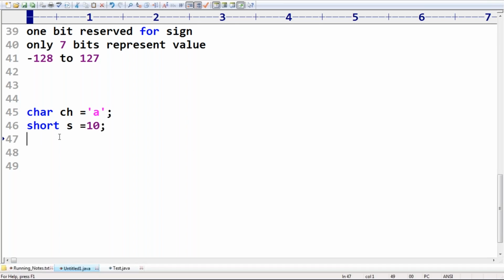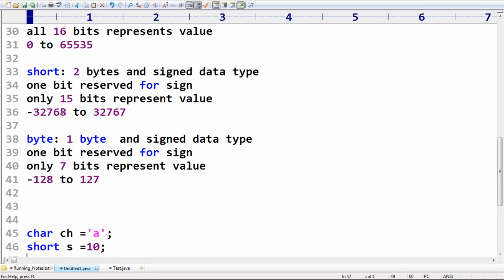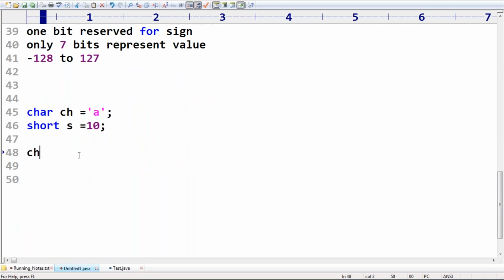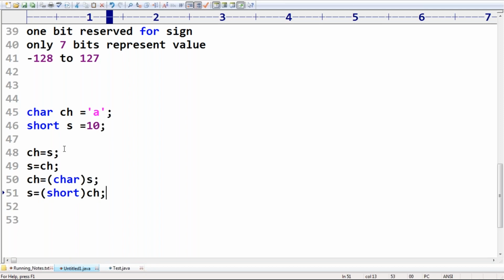Okay. Now observe carefully, sir. Here ch is equal to 'a' I'm taking, and s is equal to ch I'm taking. Then ch is equal to (char) of s. Okay. Next, s is equal to (short) of ch. Can you please confirm, sir, which things are valid? First two things are invalid. Next two things are perfectly valid.